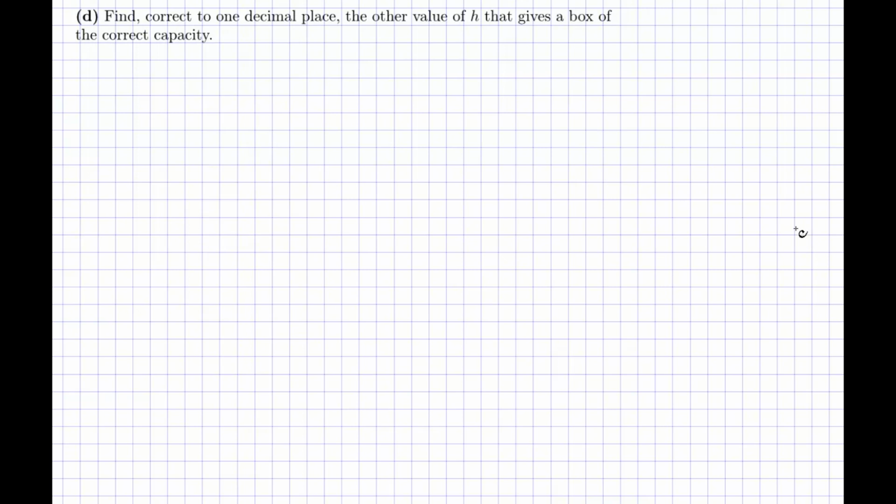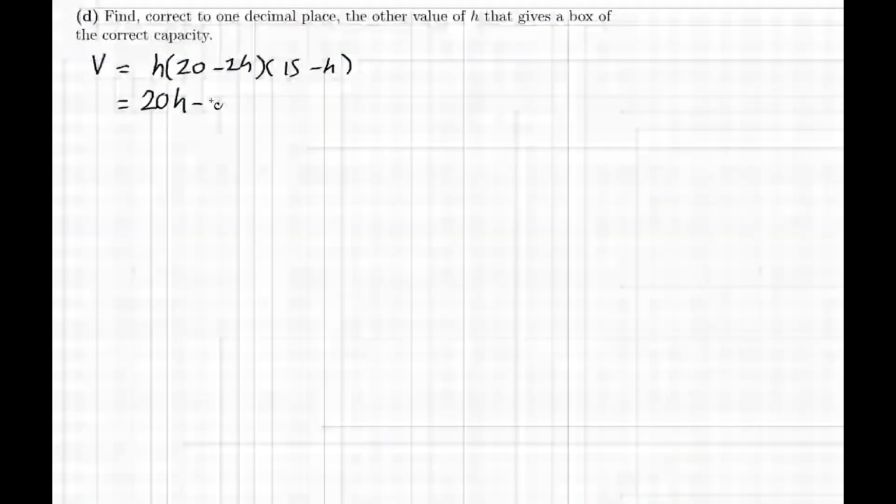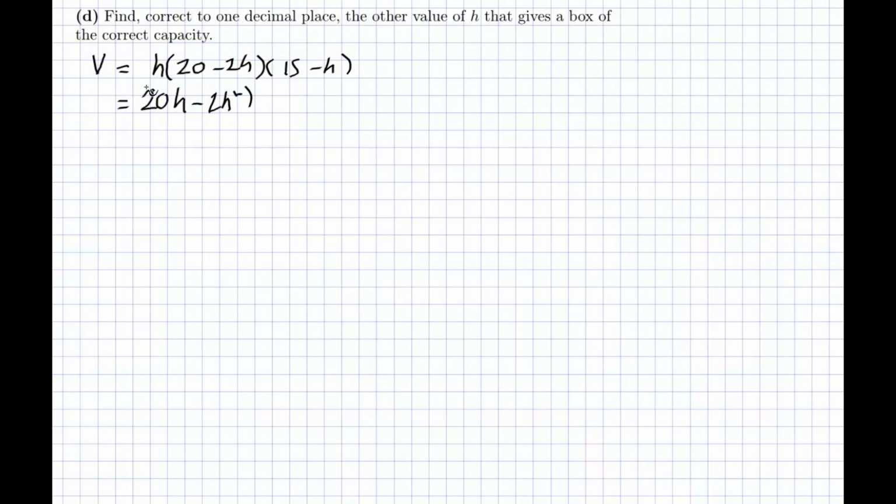Now we're asked to find, correct to one decimal place, the other value of h that gives a box of the correct capacity. Well, now I'm going to do that multiplication. I'm going to start with V is equal to h times 20 minus 2h times 15 minus h. Multiply that h in first, so I get 20h minus 2h squared, and that's times 15 minus h.